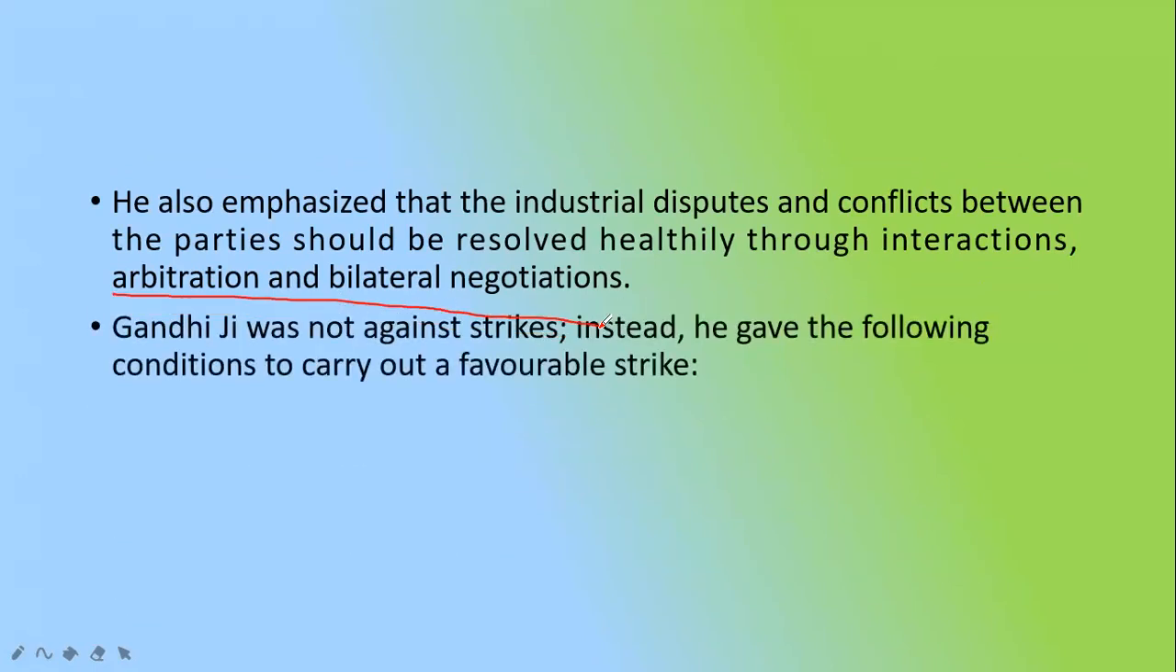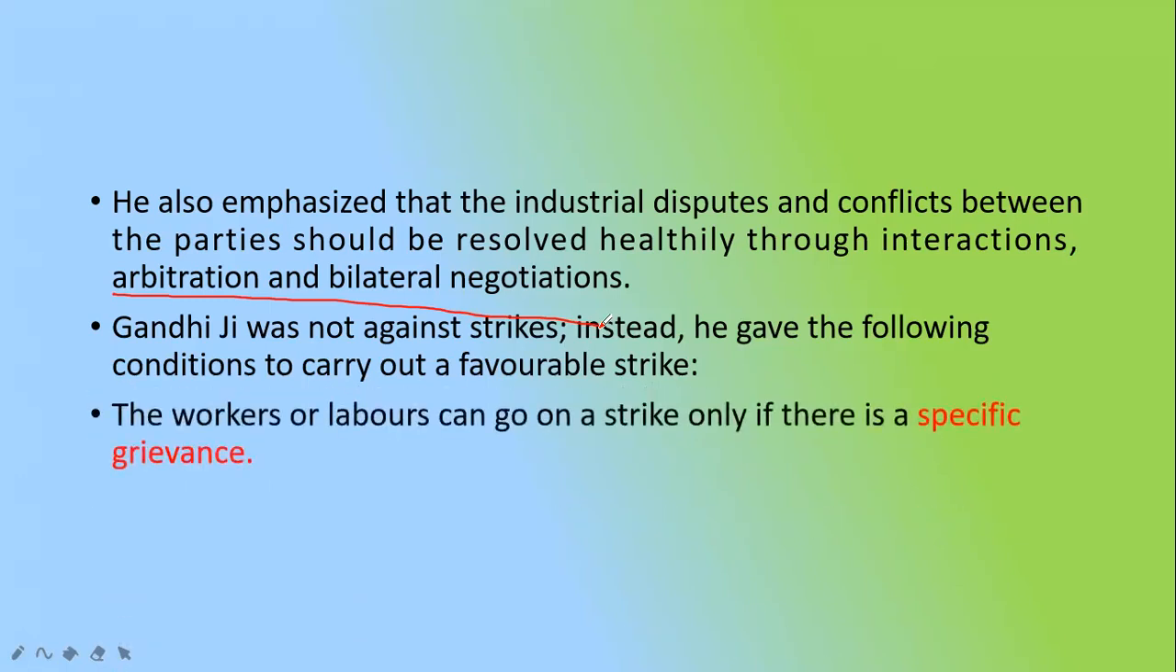And Gandhiji was not against strike. Instead, he has given some conditions, favorable conditions, that have to be carried out while doing a strike. The first one is, if you want to go for a strike, there should be a specific grievance. Only for a specific grievance do we go for the strike, after making a trial of all the other mechanisms of resolving the issue, that is arbitration, conciliation, and bilateral negotiation. If it was not resolved, then with a specific reason you can go for this strike, which is very important.